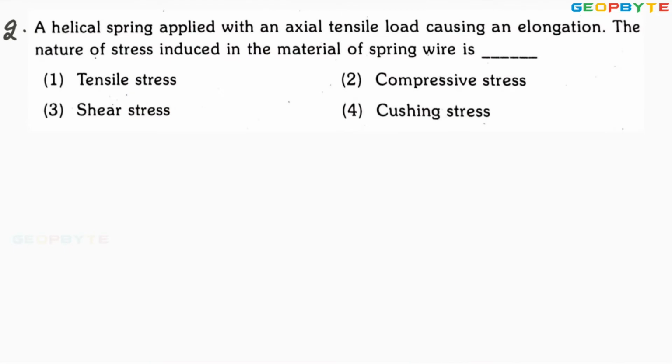Look at the second problem. A helical spring applied with an axial tensile load causing an elongation. What is the nature of stress induced in the material of the spring? As we know, the helical spring is always subjected to torsion or twisting moment. Because of the twisting moment, the stress developed is shear stress. Dear friends, the helical spring is always subjected to shear stress. Those are also called torsional shear stress, whereas laminated springs are subjected to bending stress.